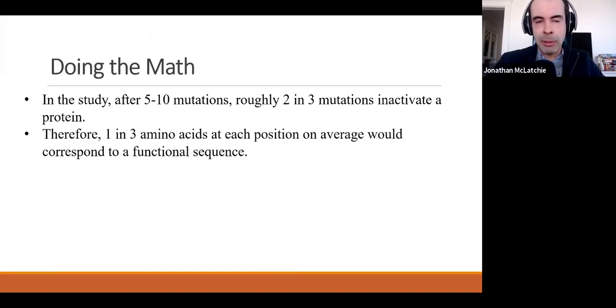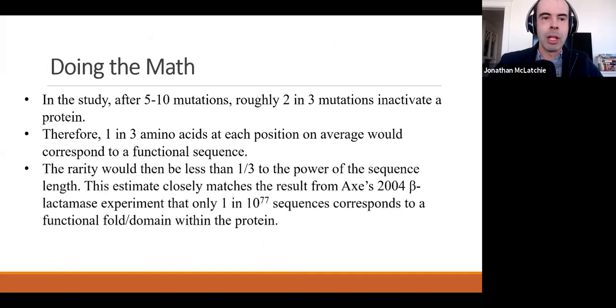Therefore, 1 in 3 amino acids at each position on average would correspond to a functional sequence. The rarity would then be less than a third to the power of the sequence length. And this estimate closely matches the result of Axe's 2004 experiment on beta-lactamase, that only 1 in 10 to the 77 sequences corresponds to a functional fold or domain within the protein.